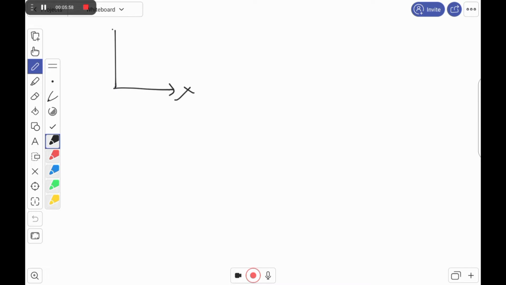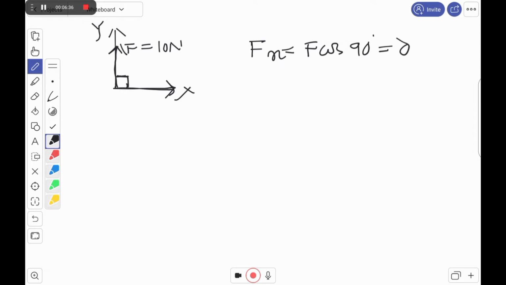This is your x and this is your y, children. Now F is given in this direction. This is 90 degrees, having 10 Newton. Now split the vector. How to do? Fx. What is Fx? Now what is the angle? This is your given vector. It is making an angle of 90 degrees with x. So Fx will be F cos 90. What is cos 90? That will be 0.